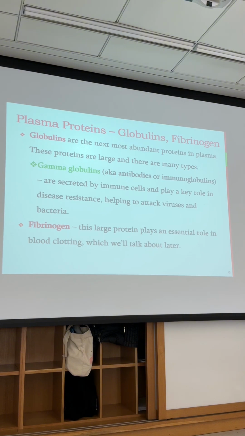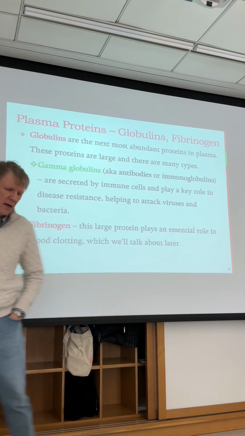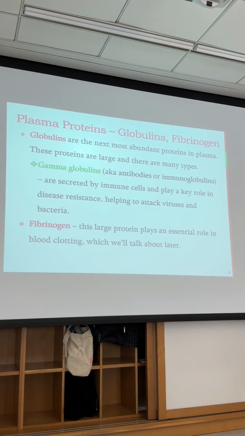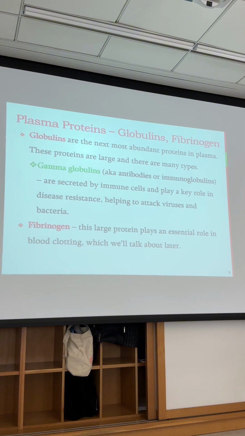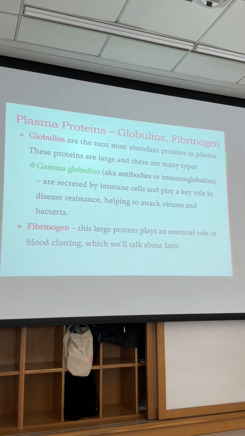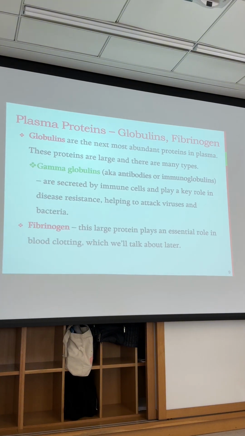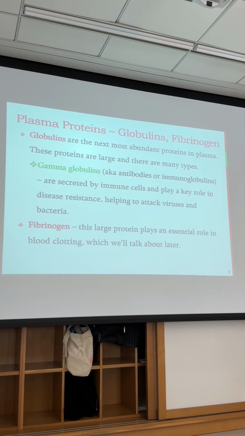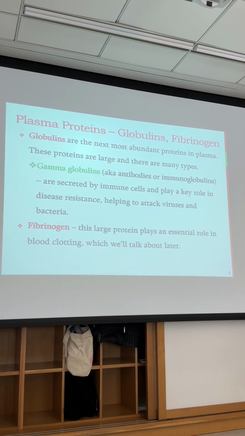All right. So globulins, then, they're the next most common. And there's lots of different types of globulins, but the most famous are the gamma globulins. And you're like, I never heard of that. That's because they usually go by a different name that we're more familiar with. Antibodies. What are antibodies? They fight off infection. They're proteins that fight off infections.